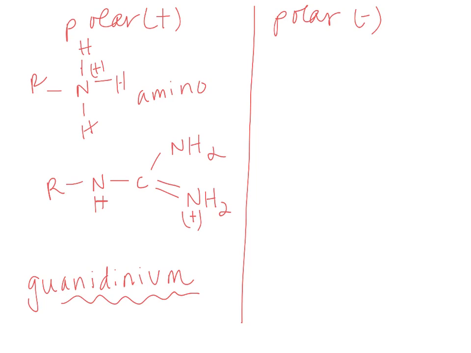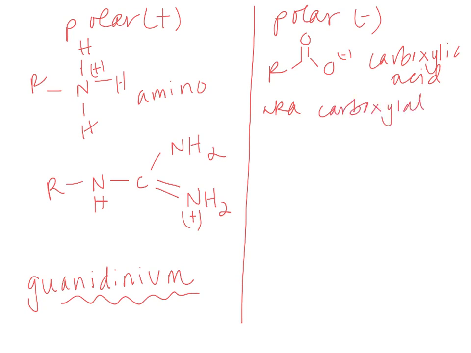And then for the polar negatives, there are 3 of them. The first one is the carboxylic acid, also known as the carboxylate. Just food for thought, the -ate and the -ic acid are the same thing. So aspartate and aspartic acid are the same thing. Glutamate and glutamic acid are the same thing. So the ending -ate is the same as the ending -ic acid.